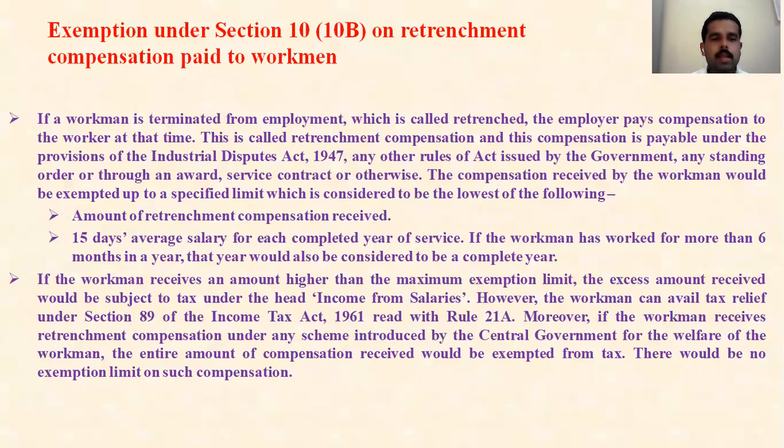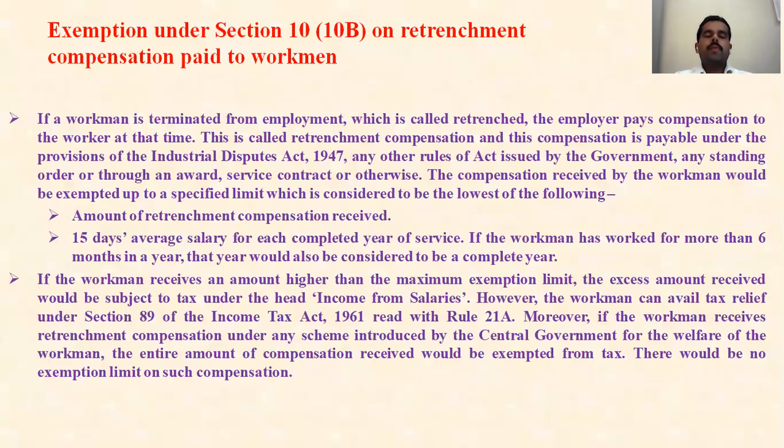If the workman receives an amount higher than the maximum exemption limit, the excess amount received would be subject to tax under the head income from salary. However, the workman can avail tax relief under section 89 of the Income Tax Act 1961, read with Rule 21A. Moreover, if the workman receives retrenchment compensation under any scheme introduced by the central government of India for the welfare of the workmen, the entire amount of the compensation received would be exempted from tax. There would be no exemption limit on such compensation.